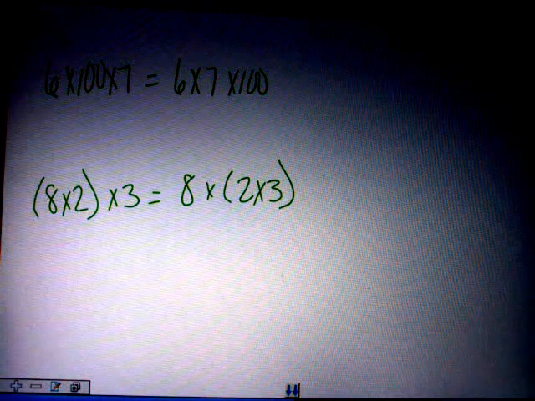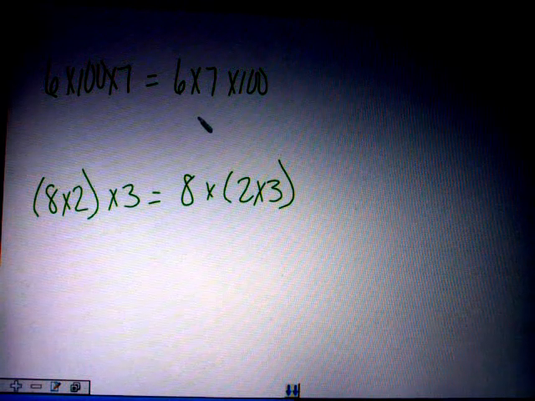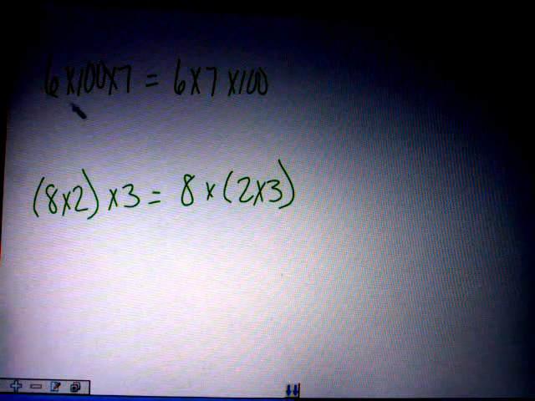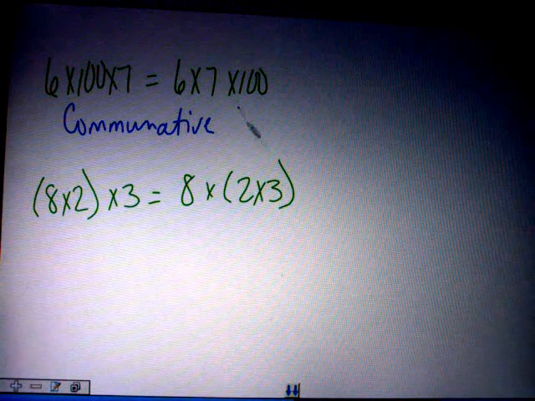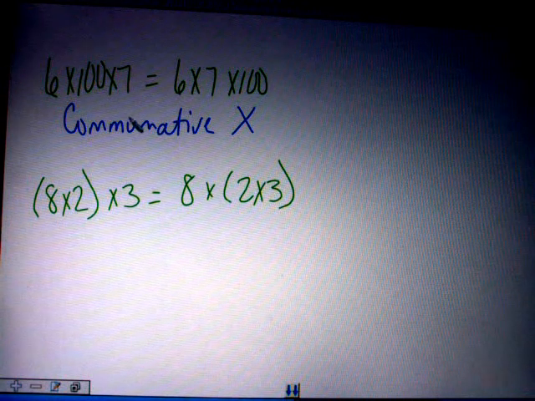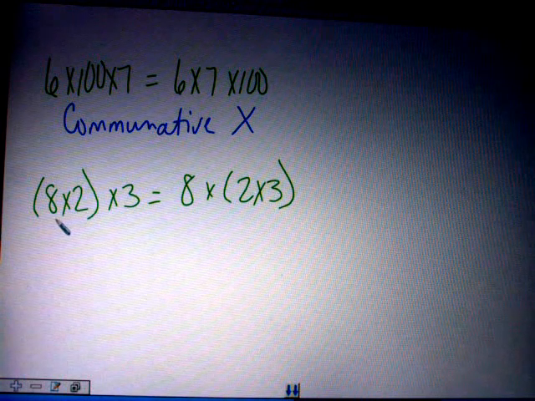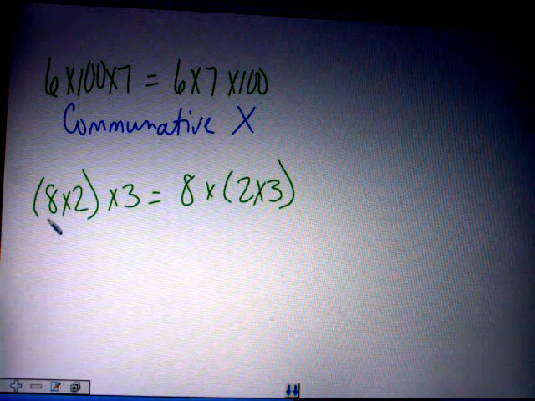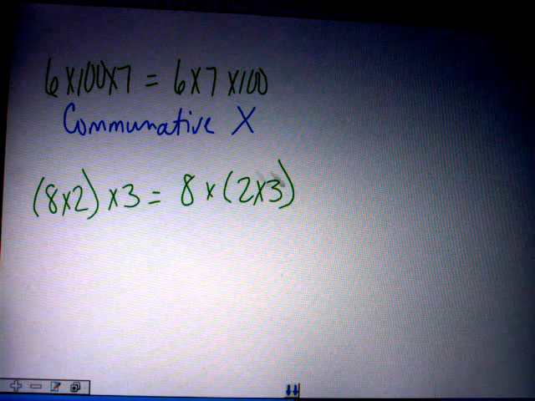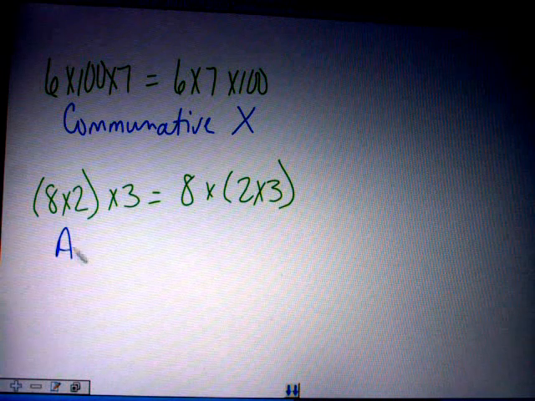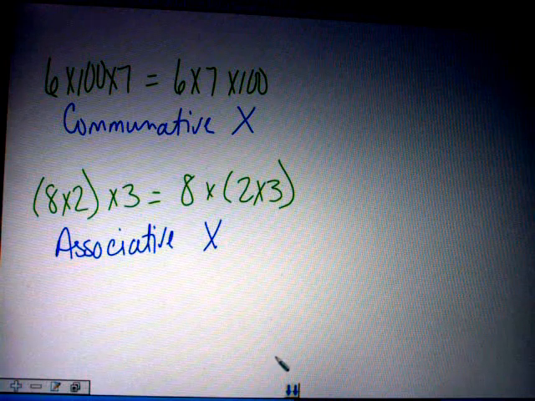Notice here, I have no grouping symbols. I'm not multiplying anything times 1. So it's not the associative, and it's also not the identity. The only one I have left then is the commutative property, and I'm going to specify this is the commutative property of multiplication, because all our properties here are dealing with multiplication. Now, looking back at this one, here I have 8 times 2 times 3 is equal to 8 times the quantity 2 times 3. I have these grouping symbols, so that's going to be my key, that it's the associative property of multiplication.